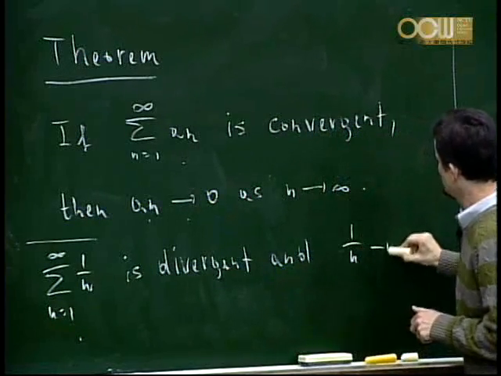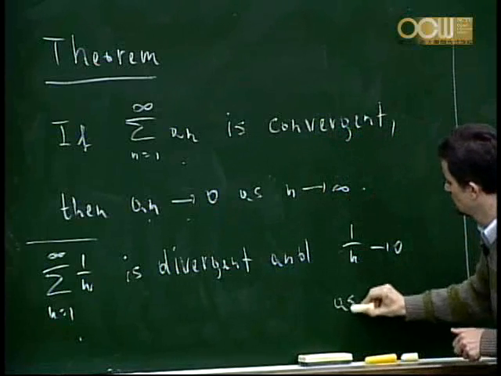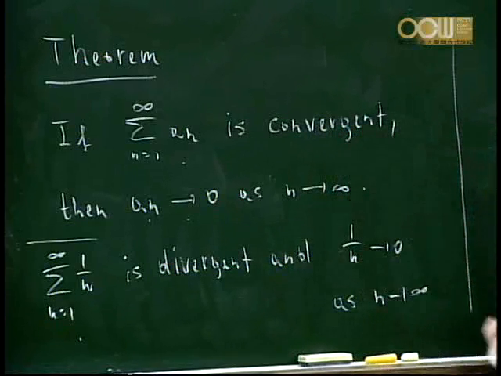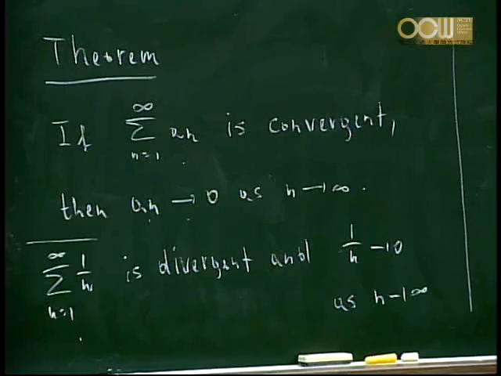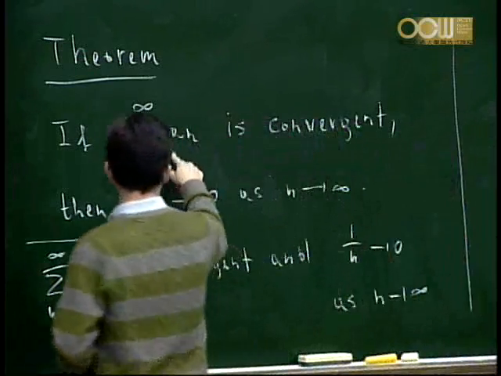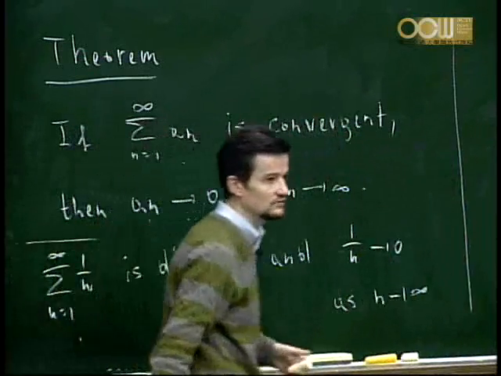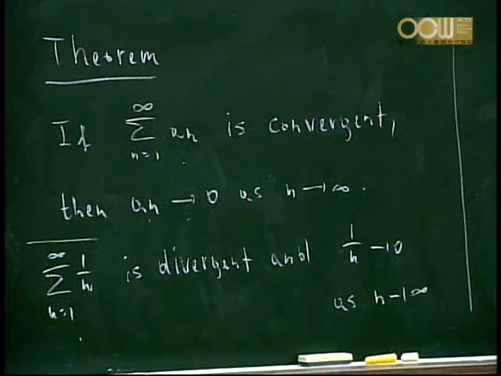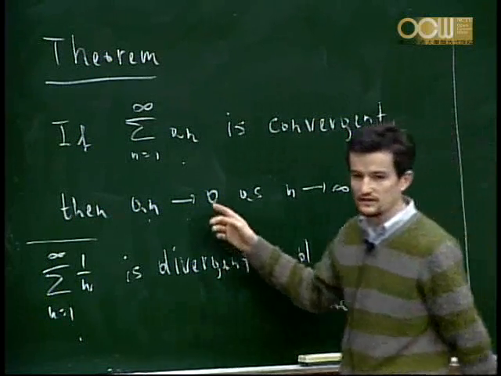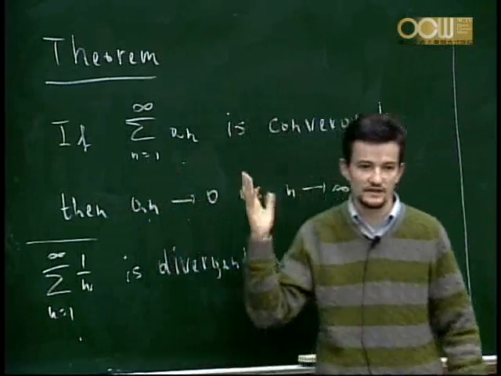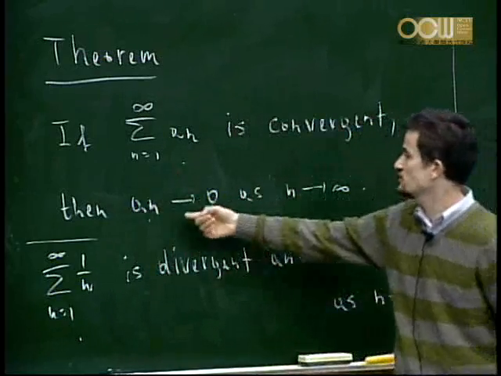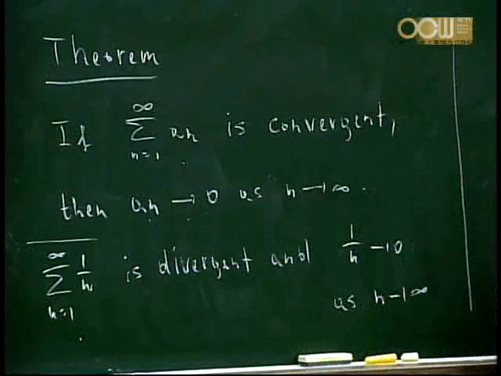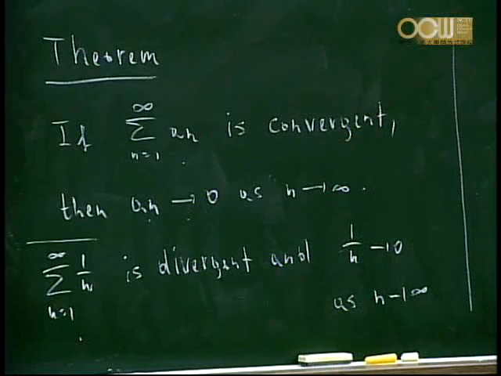And 1 over n tends to 0 as n tends to infinity. Okay. So it is true that the convergence of a series implies that a_n tends to 0 as n tends to infinity, but the inverse is not necessarily true. If the inverse were true as well, the theory of series would be trivial, because then you just check this one, and you can immediately, for every series, conclude whether a series is convergent or not. Unfortunately, it's not so easy.